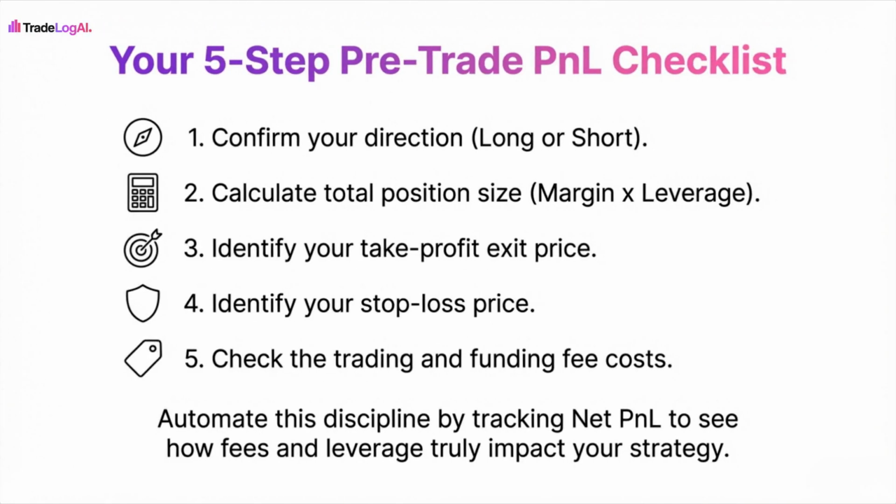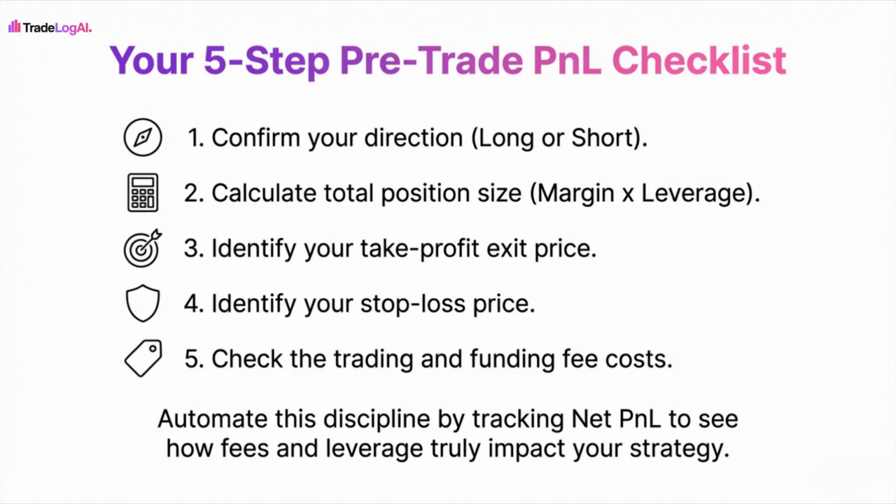Now, here's a simple 5-step checklist you should run before every trade, so your PnL math is clean and your risk is controlled. Step 1. Confirm your direction. Are you long or short? Make sure the trade idea matches your bias. Step 2. Calculate your total position size. That's margin times leverage, because your PnL is based on the full position, not just your margin.